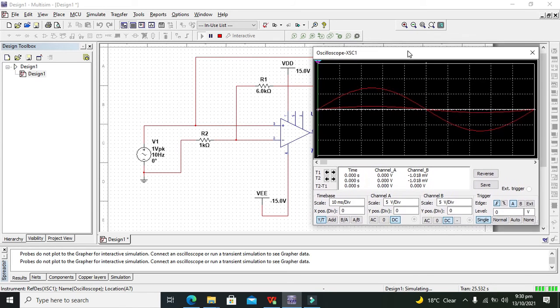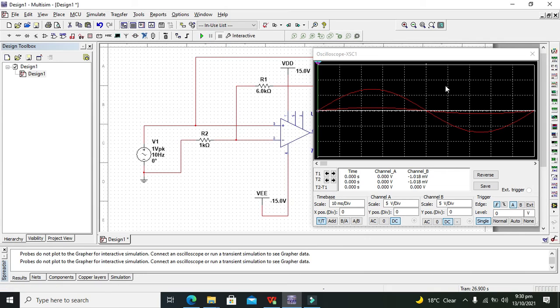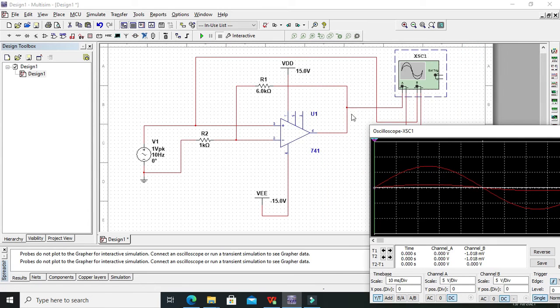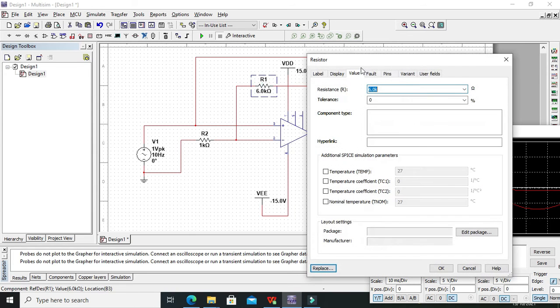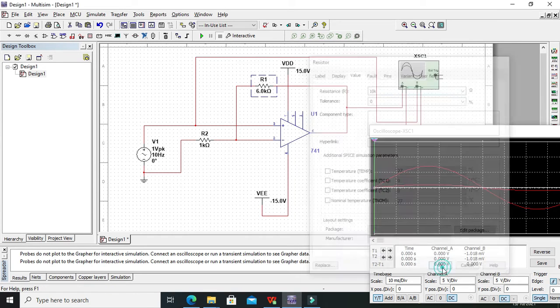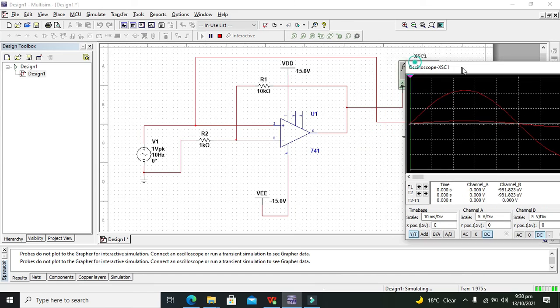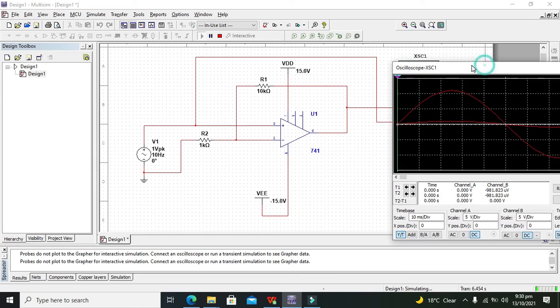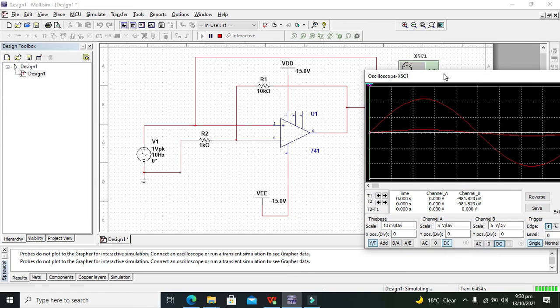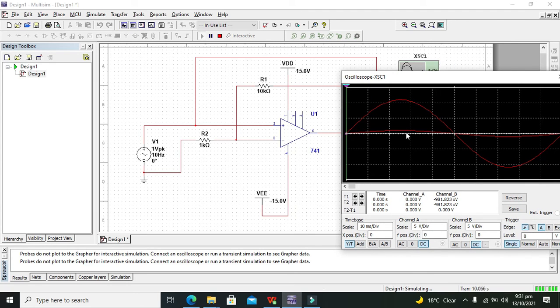Now, if we want to increase the value of RF, will our output increase, will our gain increase? Yes, we can see that when RF is 10K, our output has gone to around 11 to 12 volts. One more thing, both the input and output are in phase.